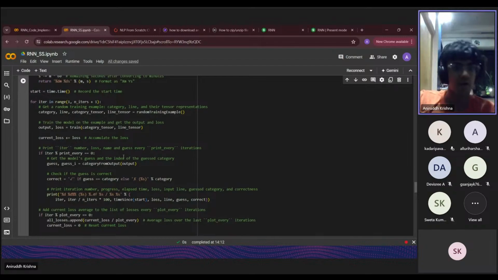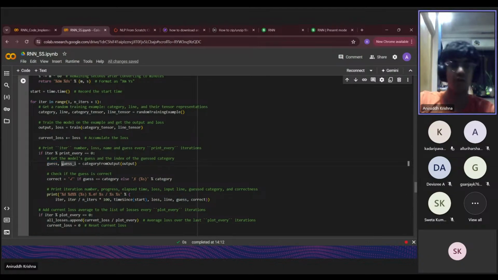So output is what we get when we train the model. And when we put this inside the category from output, we'll get the name of the language and the index where the value was maximum, as we had defined earlier. So the index of the guess and the guess, this is what we'll be getting. Guess i is the guess index.